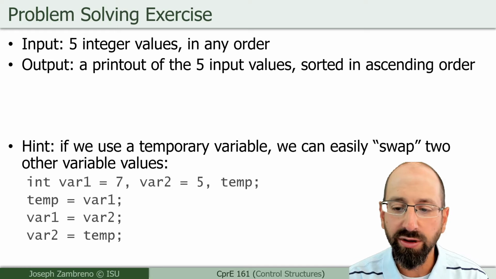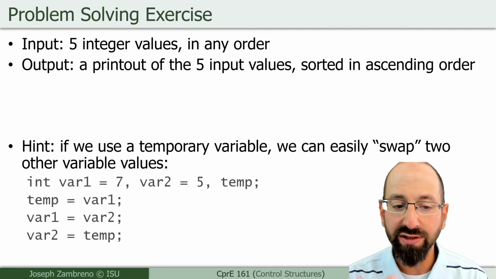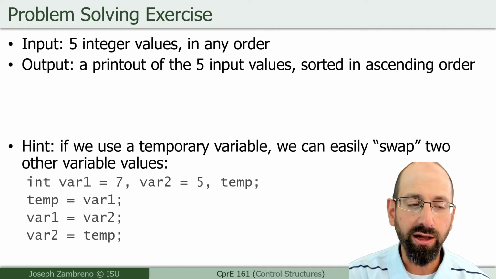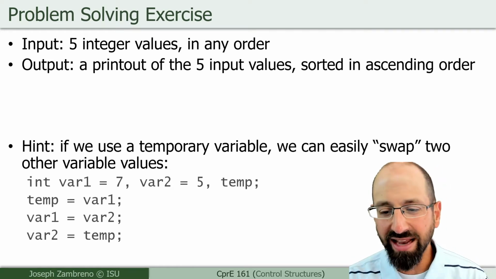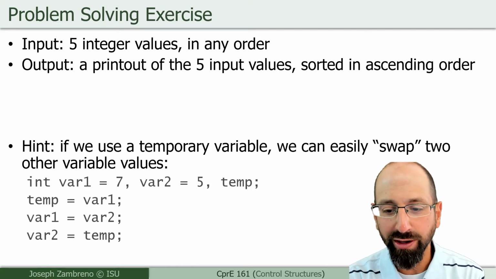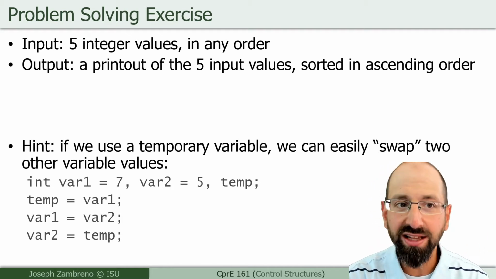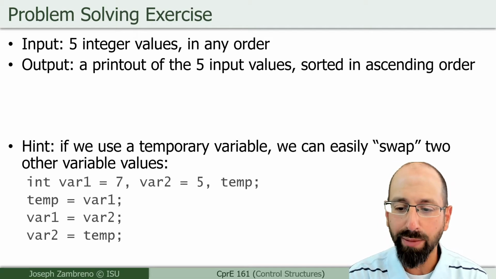If you look at that small piece of C code there, we have var1 is 7, var2 is 5. We have a temp. We store temp as var1. We overwrite var1 with var2, and var2 then becomes temp. That has swapped the value of variable 1 and variable 2. We started with variable 1 is 7, variable 2 is 5. When we're done, variable 1 is 5, variable 2 is 7. That's what I mean by a swap operation.